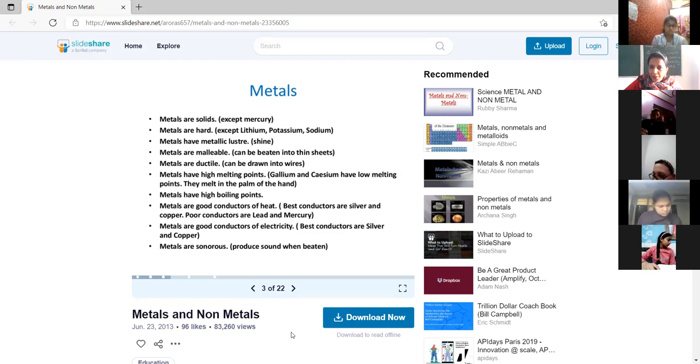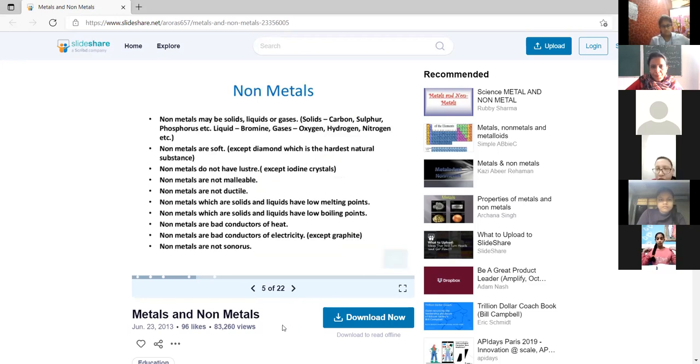Similarly, they have shine, can be beaten into thin sheets, can be drawn into wires. So these all are the physical properties of metals. Now switch to the physical properties of non-metals. See how non-metals are different from it.